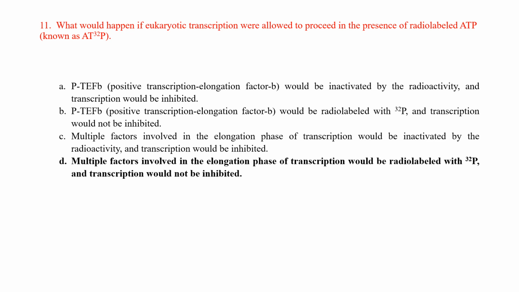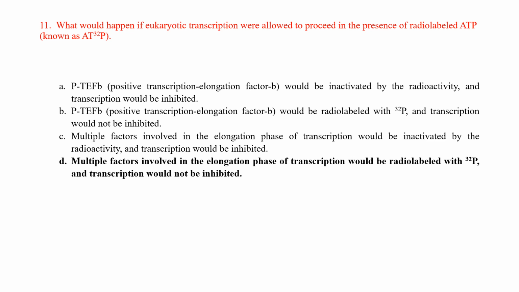So in this case, letter D would be your answer, as multiple factors involved in the elongation phase of transcription will be radio-labeled with 32-phosphate and transcription would not be inhibited. So very simply, if you're just simply radio-labeling ATP, it would not inhibit any type of transcription. So we can actually eliminate letter A as well as letter C from possibly being correct.